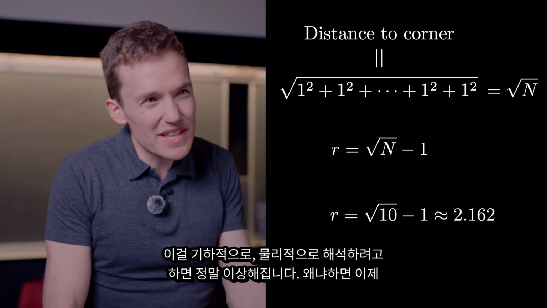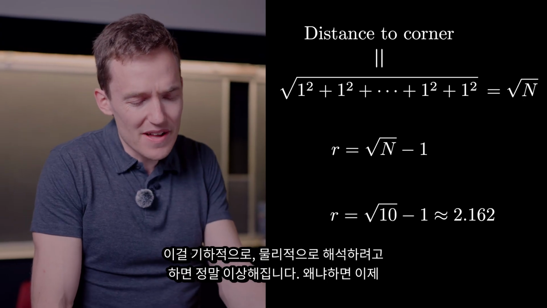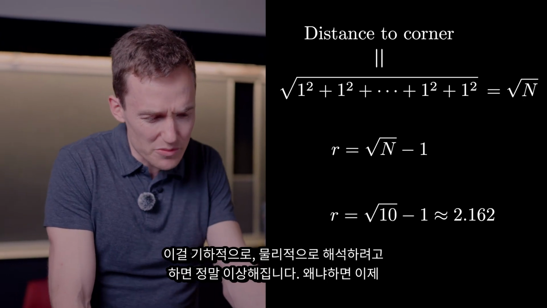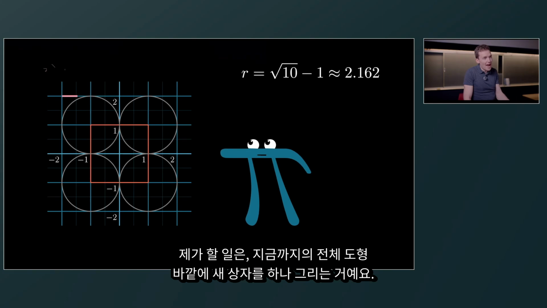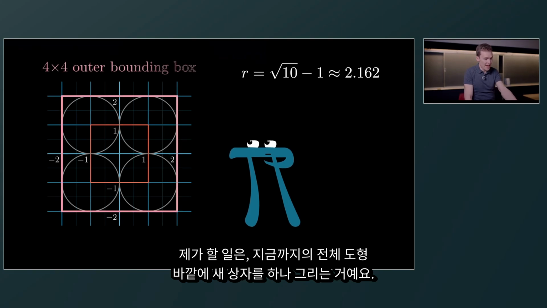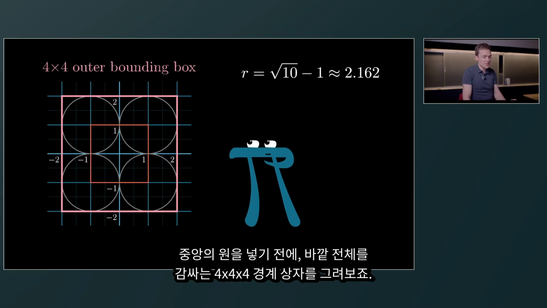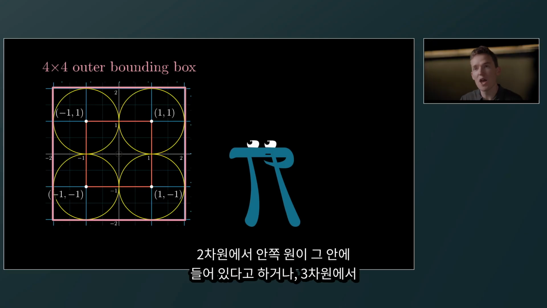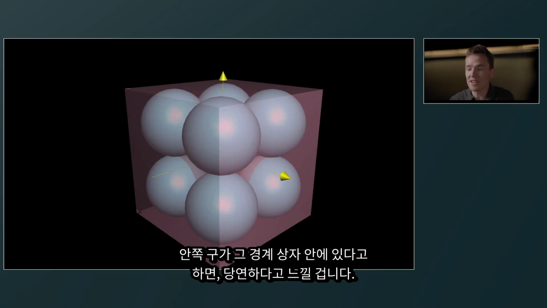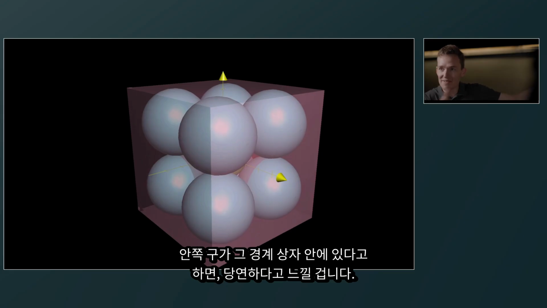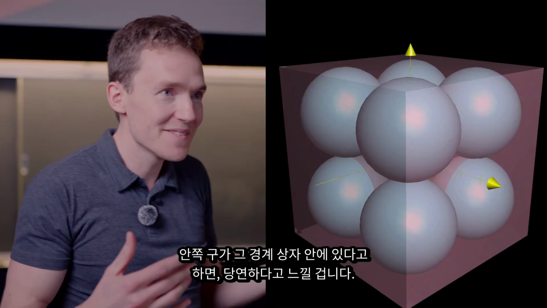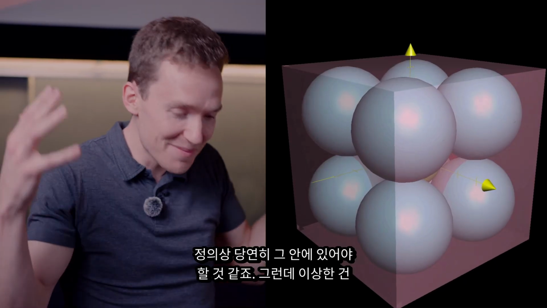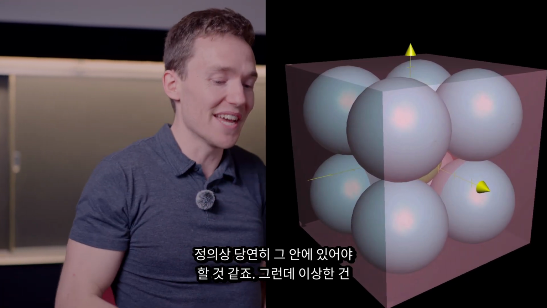But it gets really, really weird when you try to interpret it geometrically and physically. Because here's what I'm going to do. I'm going to draw a new box outside of the entire diagram that we had. So before we introduce that center circle, I'm going to draw this 4 by 4 by 4 bounding box outside of everything. And if in 2 dimensions I said, notice that inner circle is inside all of those, or in 3 dimensions, the inner sphere is inside of that whole bounding box, you'd say, yeah, obviously. Like, it seems like by definition it must be inside of it.